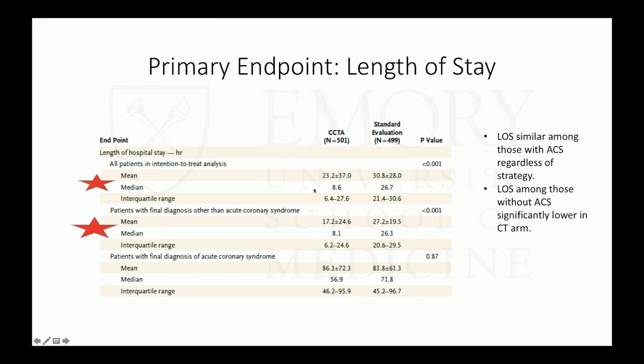I think that the take-home finding was that when you looked at median length of stay, it was significantly reduced in the CTA arm versus the standard of care arm. And that also held true, obviously, in those that were diagnosed with ACS, length of stay was going to be washed out. But among those that had a discharge diagnosis other than ACS, which is a large majority of the patients, again, you're going to positively impact the time that they're in the ER or in the hospital.